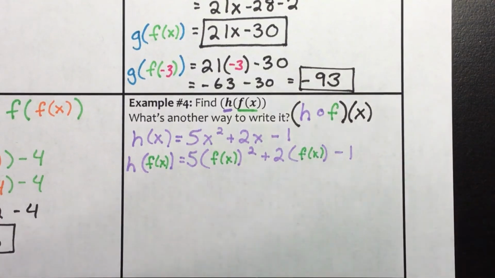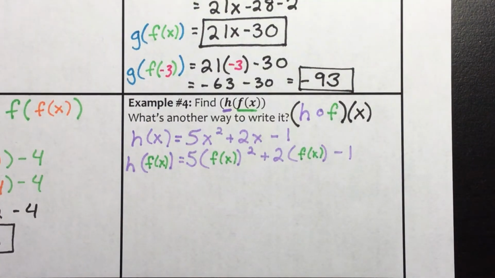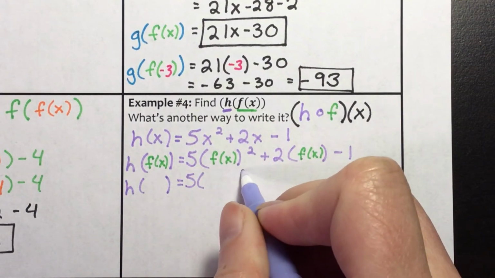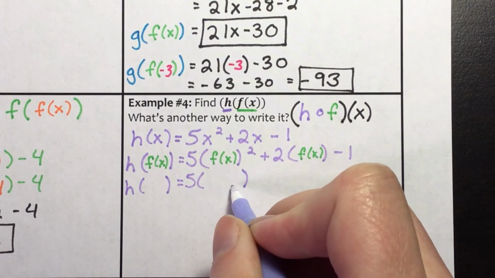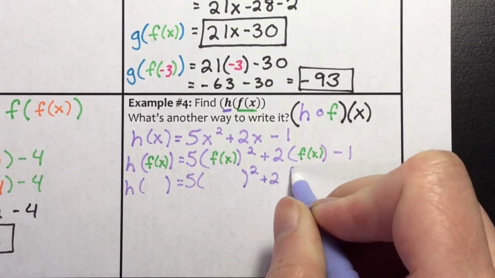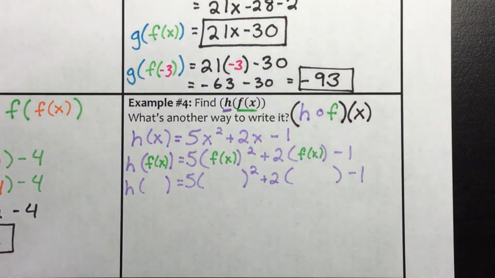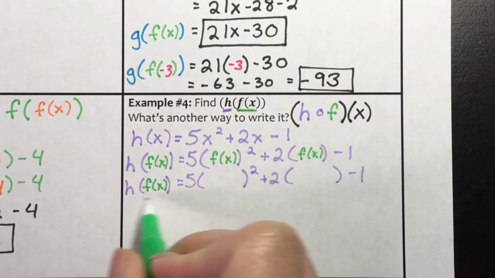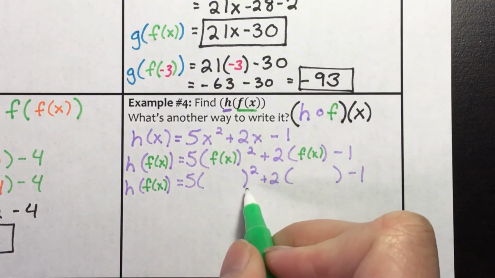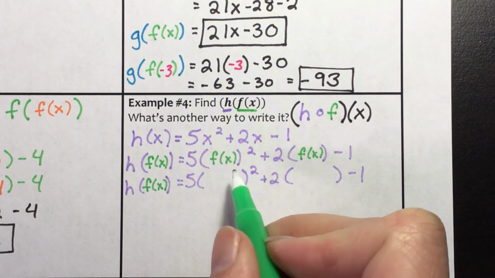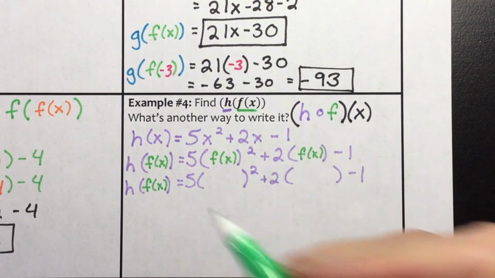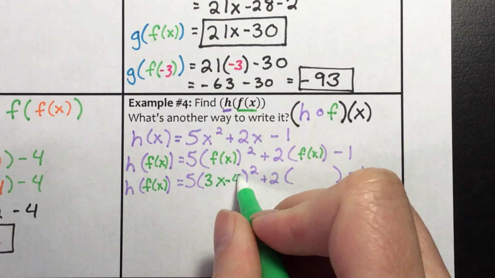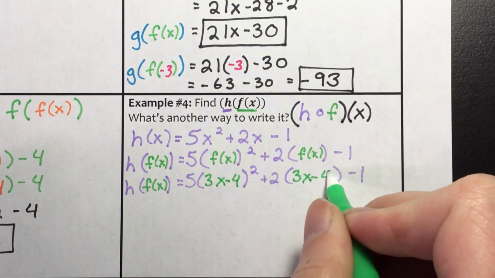All right, here we go. h of f of x is 5 times, and we need a spot for 2 terms inside that parentheses. On the left, we're going to keep the f of x just because we're talking about certain functions. But on the right-hand side, we want to actually plug in the expression part of f of x. So f of x was 3x minus 4, and then 3x minus 4 here as well.